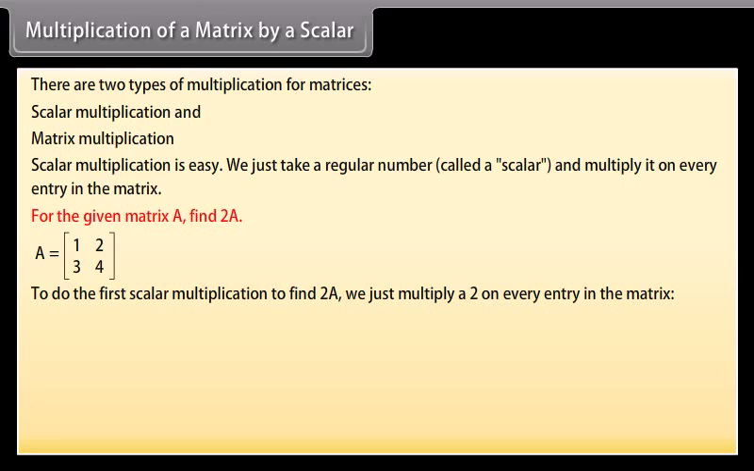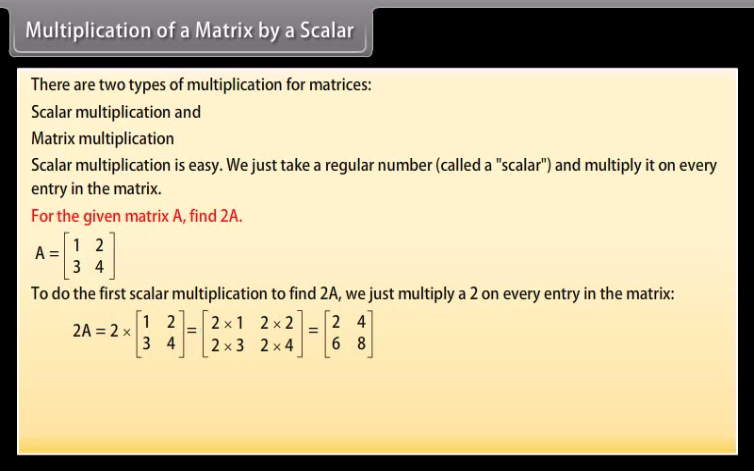To do the scalar multiplication to find 2A, we just multiply a 2 on every entry in the matrix. 2A is equal to 2 into matrix row-wise, first row 1, 2, second row 3, 4, which is equal to matrix row-wise, first row 2 into 1, 2 into 2, second row 2 into 3, 2 into 4, which is equal to matrix row-wise, first row 2, 4, second row 6, 8. So the answer is 2A is equal to matrix row-wise, first row 2, 4, second row 6, 8.